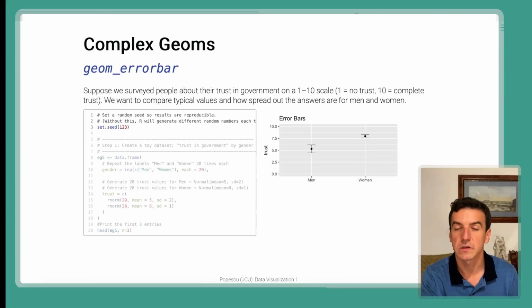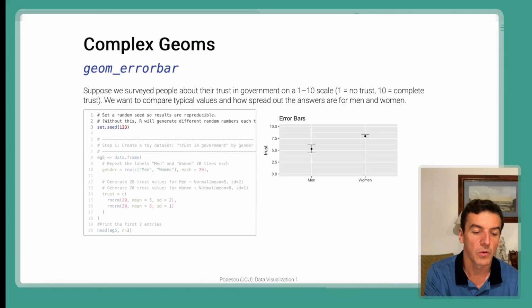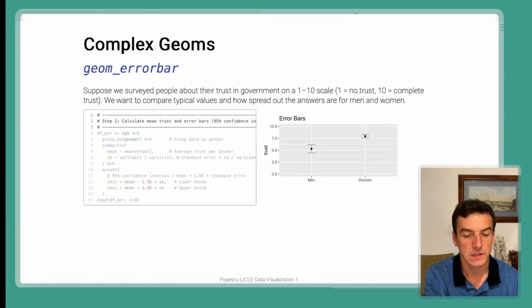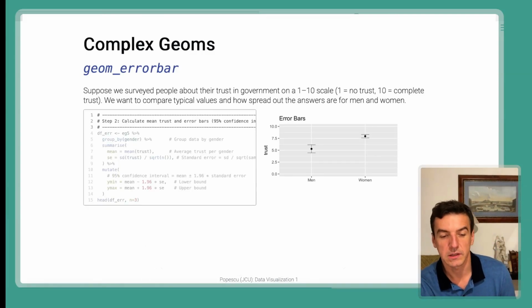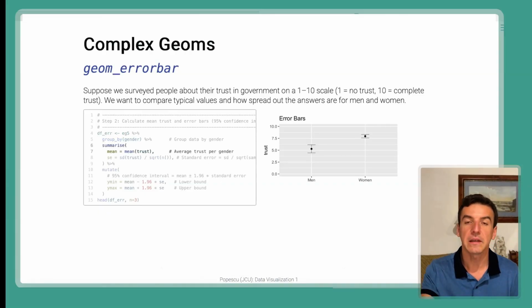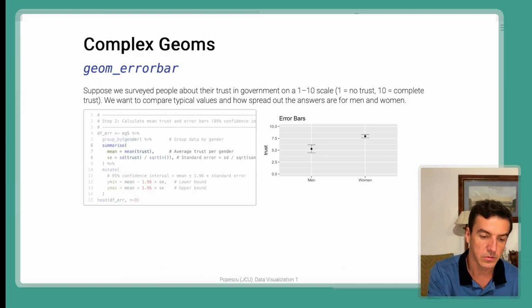Just to give you a sense of how to produce error bars, once again, remember that this is what our EG looks like. We have gender and we have trust. This is what our data looks like. The first step, or step 2 in this context, in order to create a geom_errorbar, is to group by gender. We have to get the mean trust by gender, and then we have to calculate a standard error.